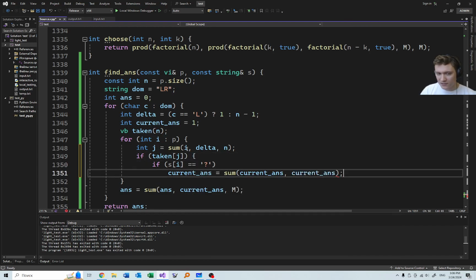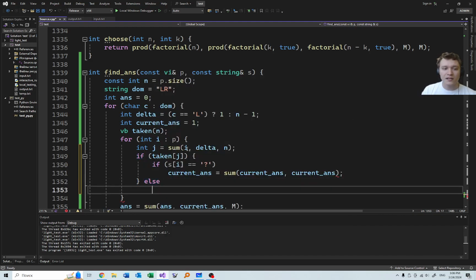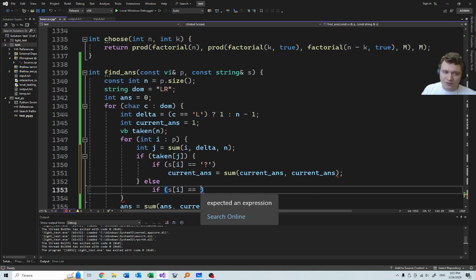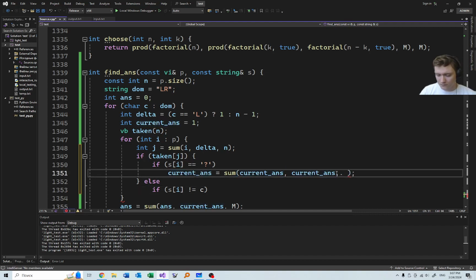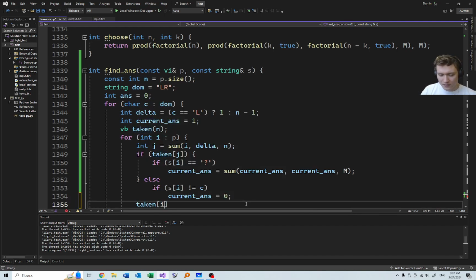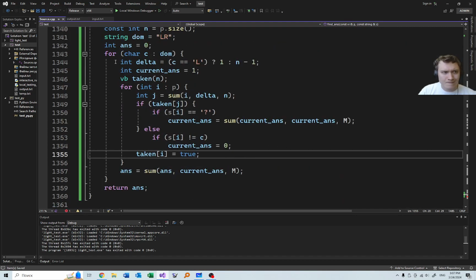But there is another case. If that person has already taken, then it's fine. But if they didn't take, then we have to be right-handed. So if s[i] is actually not c, then we lost. We say current ans equals 0. And after that, we need to say that taken[i] is true. That's it.